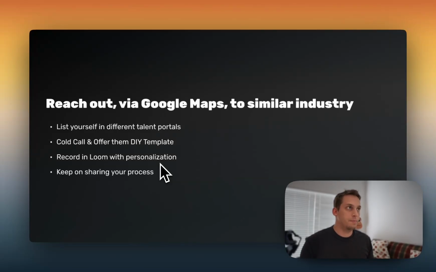Another thing is recording in Loom with personalization. So let's say that there's a bigger sushi restaurant on the other side, in the downtown of your city, and you made this sushi landing page for your friend in your suburb, in your smaller part of the city.